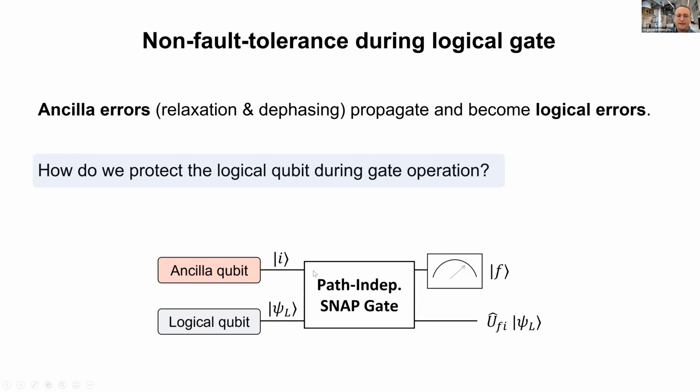So now, in general, of course, during the logical gate, the ancilla and the logical qubit become entangled. So what I'm going to show you is how a path-independent version of the SNAP gate will enable us to protect the logical qubit against forward propagation of ancilla errors.